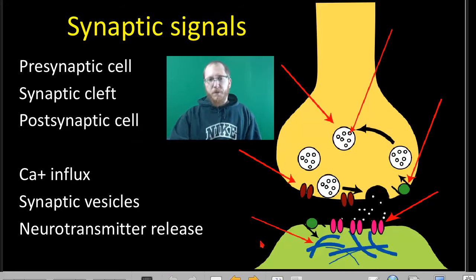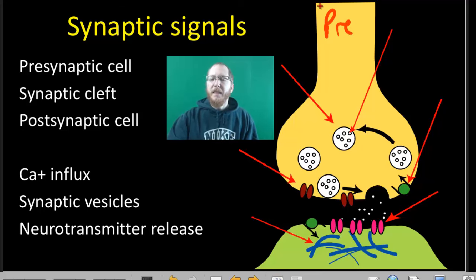Now, the action potential, just to make sure we're clear, is going to come down the presynaptic cell. That's going to be this one right here. As it rolls along, it's eventually going to hit these calcium channels and allow calcium to go inside. So we've got calcium 2+, which can then go into the cell.